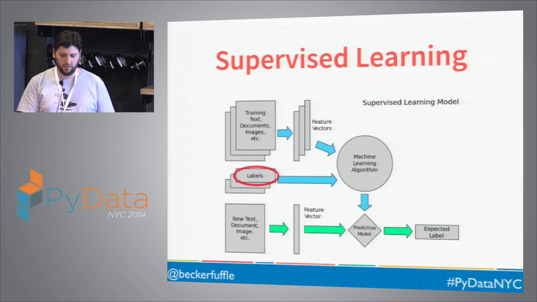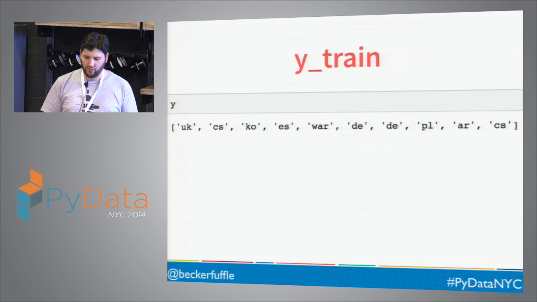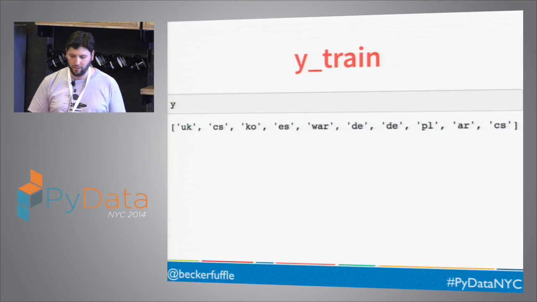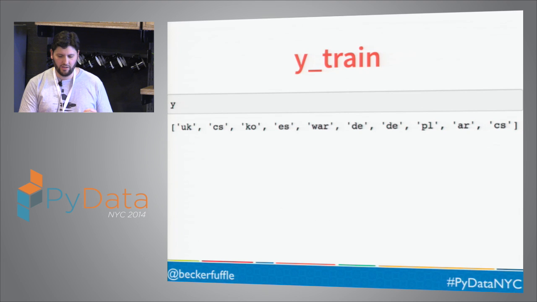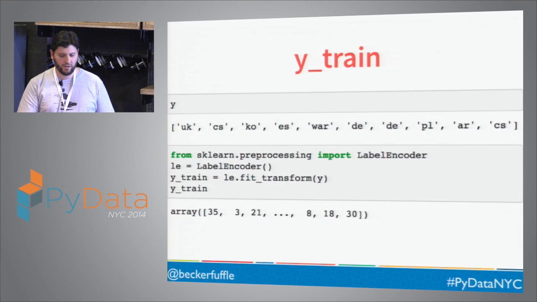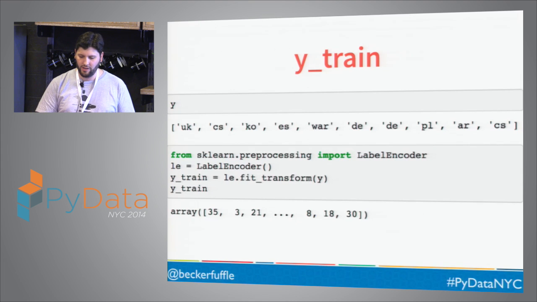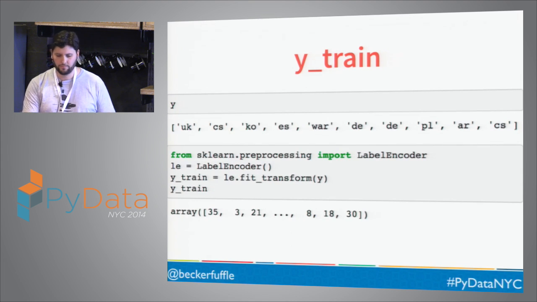Y-train is the labels of our training set. We start off with this array called Y, and this is a one-dimensional array. In this case, it contains the language of each article. Unlike X-train, I do need to convert these to a numerical form prior to passing them to the fit method. We can accomplish this using a label encoder, which will take our string labels and convert them to numerical categories.